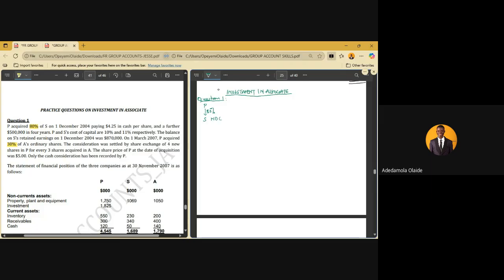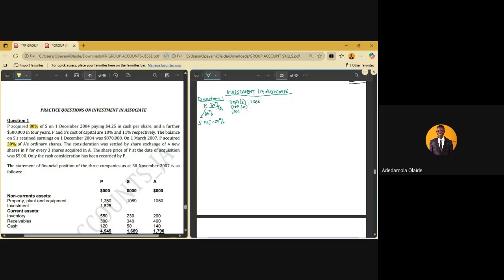NCI is 20%, percentage of holding 80%, and they also acquire A, 30%. We don't have NCI in A. So we have date of acquisition and date of consolidation: the date of acquisition of S, the date of acquisition of A, and the date of consolidation.